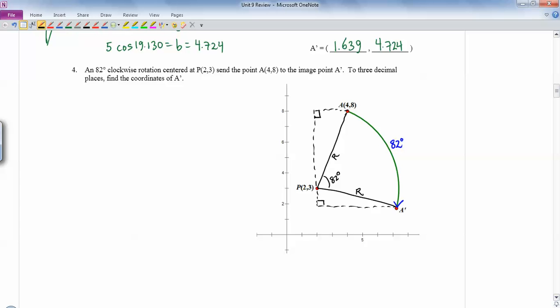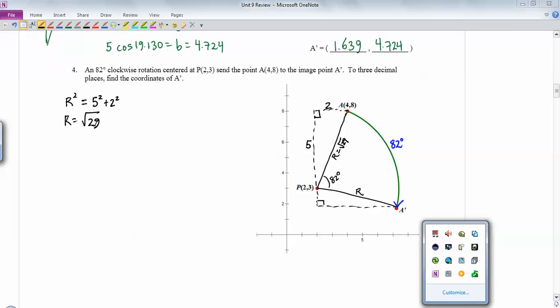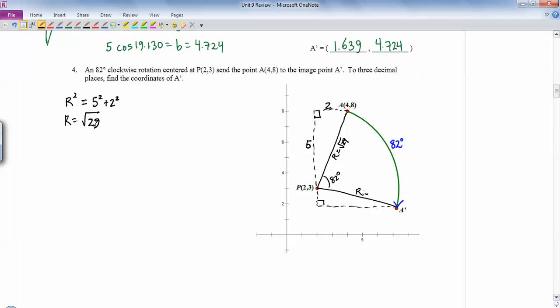So let's see, if I'm going from 2, 3 to 4, 8, that's up 5 and over 2. And so if I do Pythag to get R, I've got R squared equals 5 squared plus 2 squared. So that means R is, that's 25 plus 4 is 29, so R is going to be root 29. So root 29 here, and root 29 here.